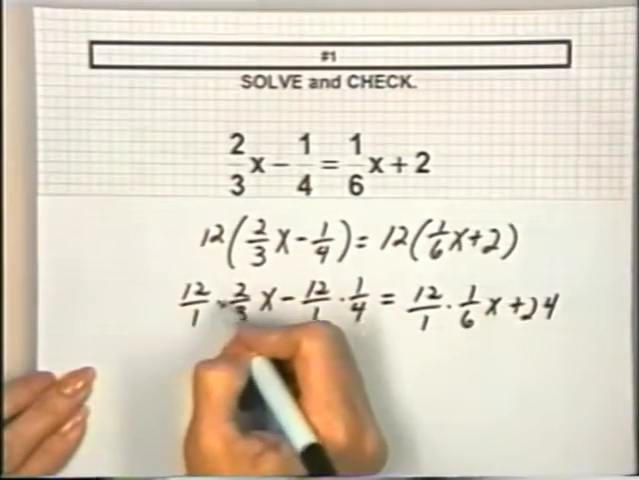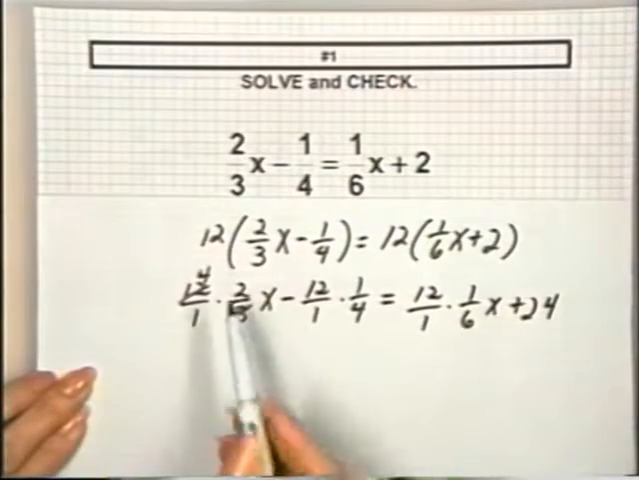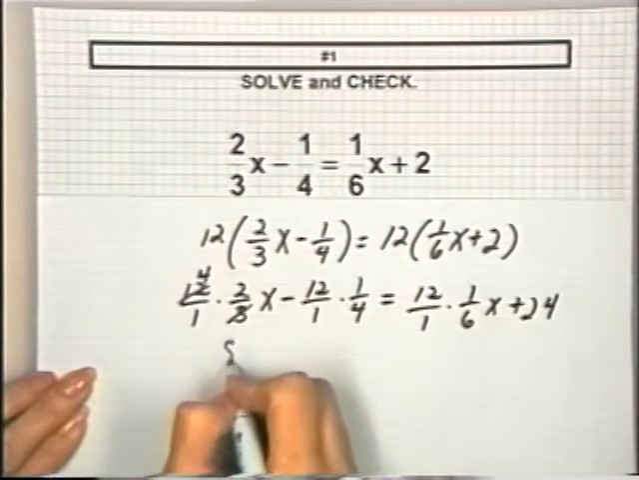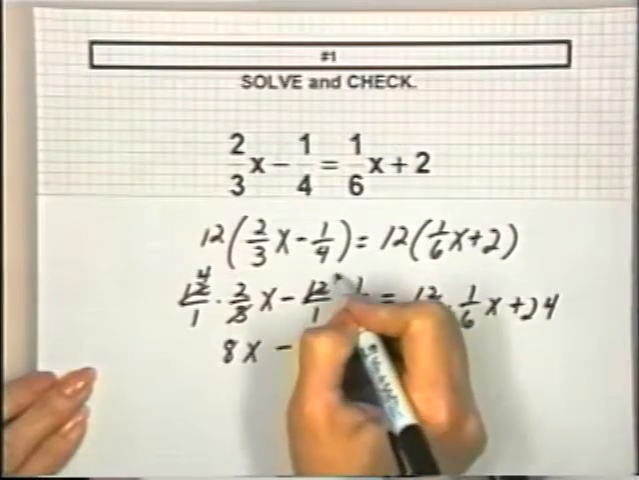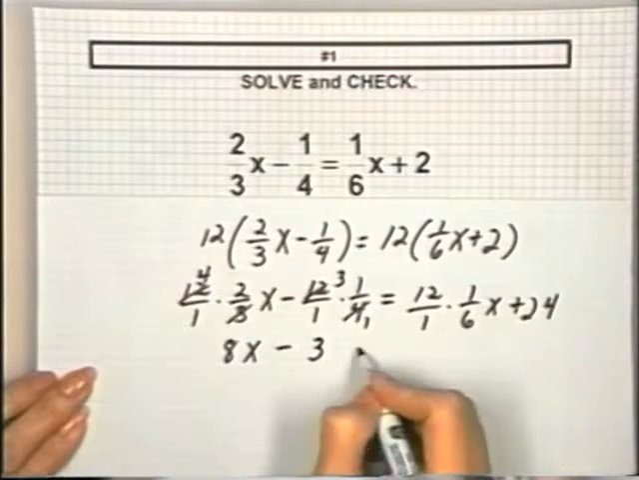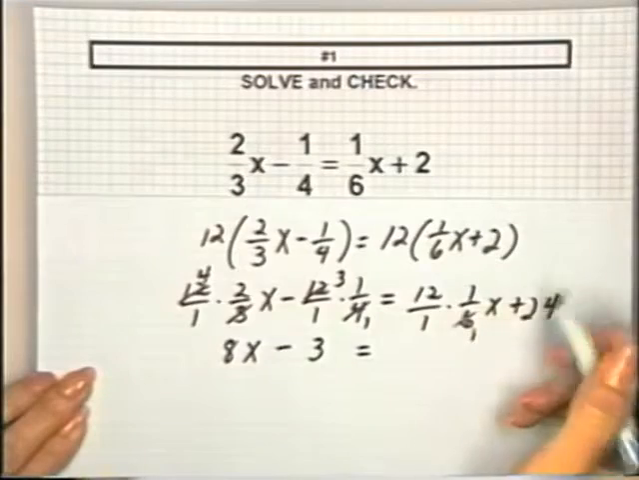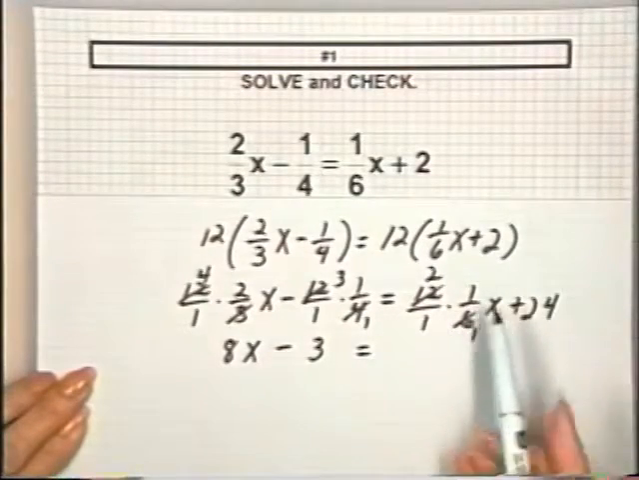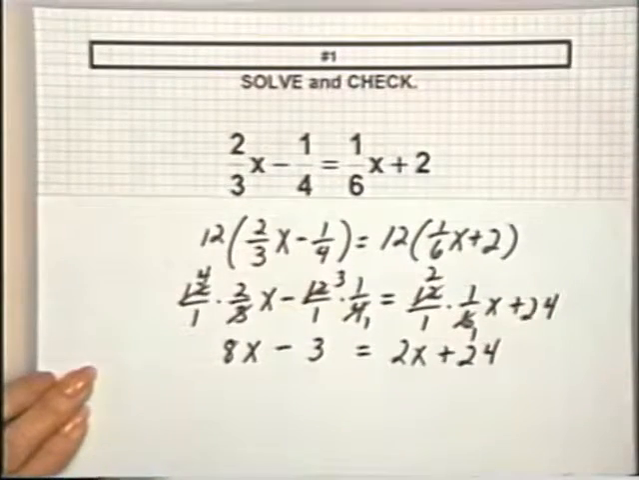When I say 12 over 1 times 2/3, 3 goes into 3 once and into 12 4 times. I am left with 4 times 2 over 1, which is 8 times x, minus 4 goes into 4 once and into 12 3 times. I am left with 3 over 1, or 3, equals 12 over 1 times 1/6. 6 goes into 6 once and into 12 twice. I am left with 2 over 1, or 2x, plus 24.